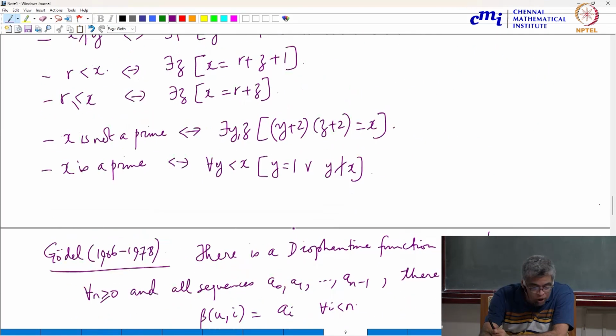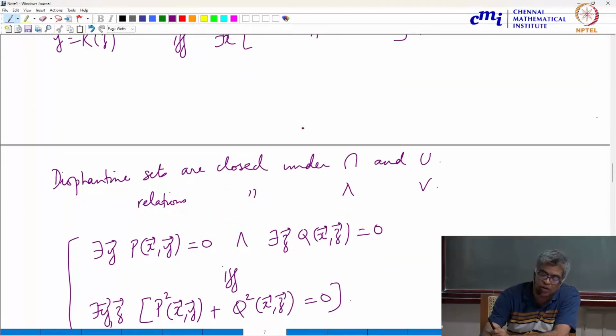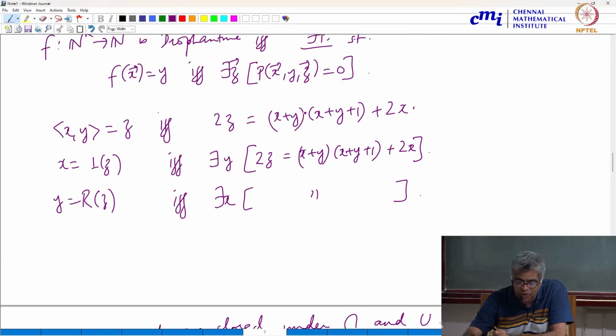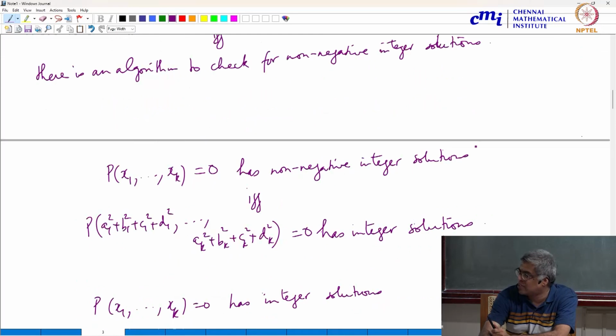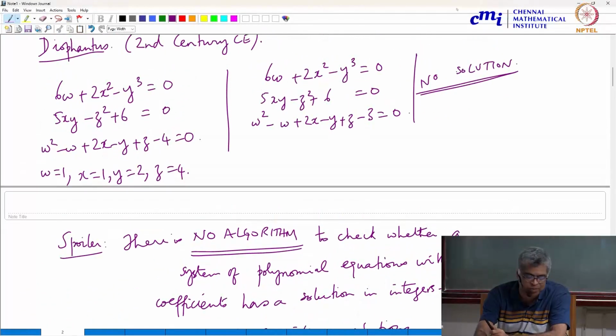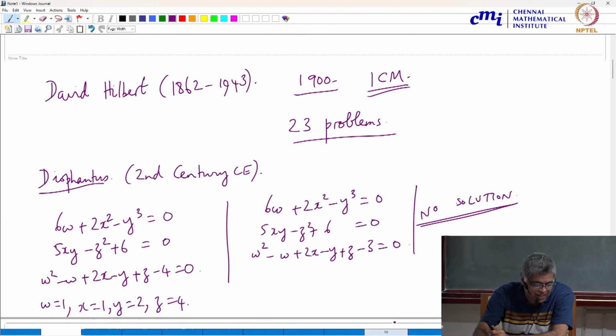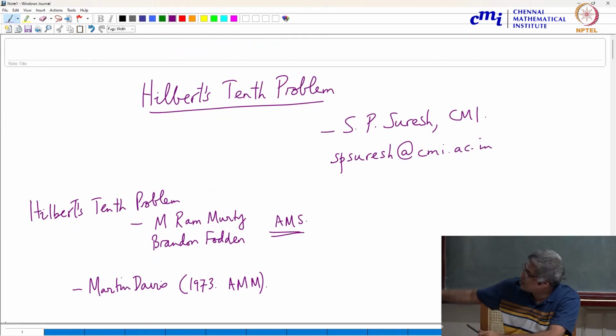The references for all this are these two: there is a book and an article. The book is called Hilbert's Tenth Problem. The article is also called Hilbert's Tenth Problem. So these are the two references.